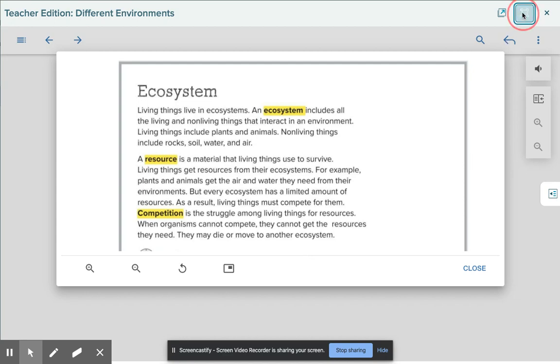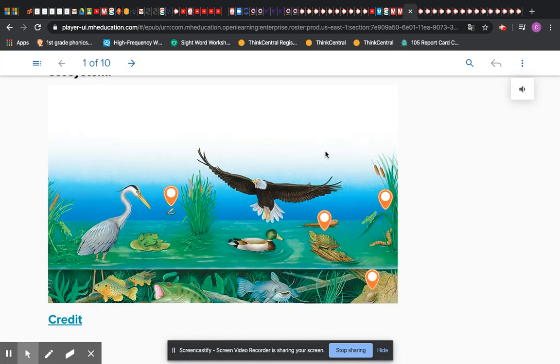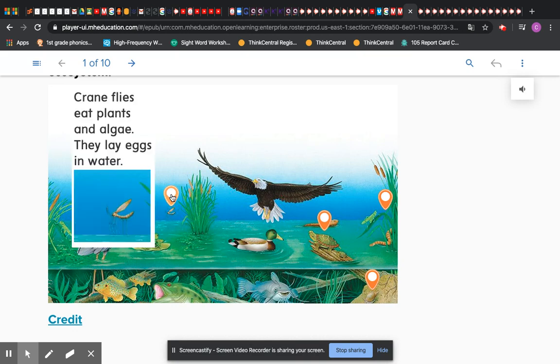So, now I want you to look at the picture of an ecosystem right here so that you can see how these animals are competing or interacting with each other. I'm just going to be clicking on these orange shapes, and I'm going to be reading to you about those particular living things. All right, so the first one is the crane fly. Crane flies, which are these little animals right here, eat plants and algae. They lay eggs in water.